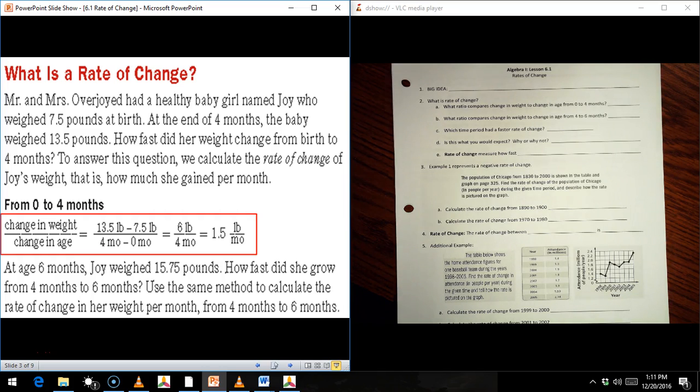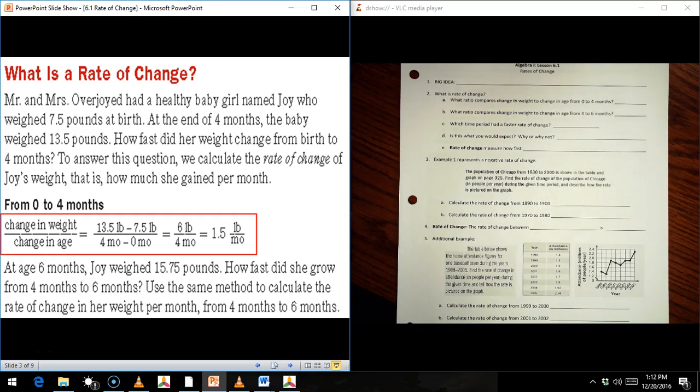So what is rate of change? Let's consider the birth of a baby girl. The girl's name is Joy, and she weighed 7.5 pounds at birth. At the end of 4 months, the baby weighed 13.5 pounds. The question is, how fast did her weight change from birth to 4 months?